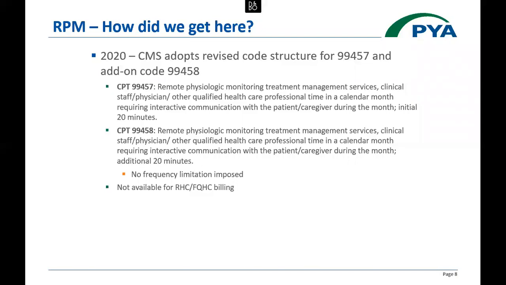They have not yet, either in the narrative or in the rule, provided any frequency limitation on the 99458. We'll dig into each of those codes a little bit more in just a moment. It is important to know right now that these codes are not available for rural health clinic or federally qualified health clinic billing. But we are hopeful. Chronic care management and transitional care management started off as being non-billable in the RHC and FQHC environment, so we are hopeful that these later get adopted. We know that COVID obviously has created some additional adoption in the short term, but we are hoping that they will carry that into long-term adoption.